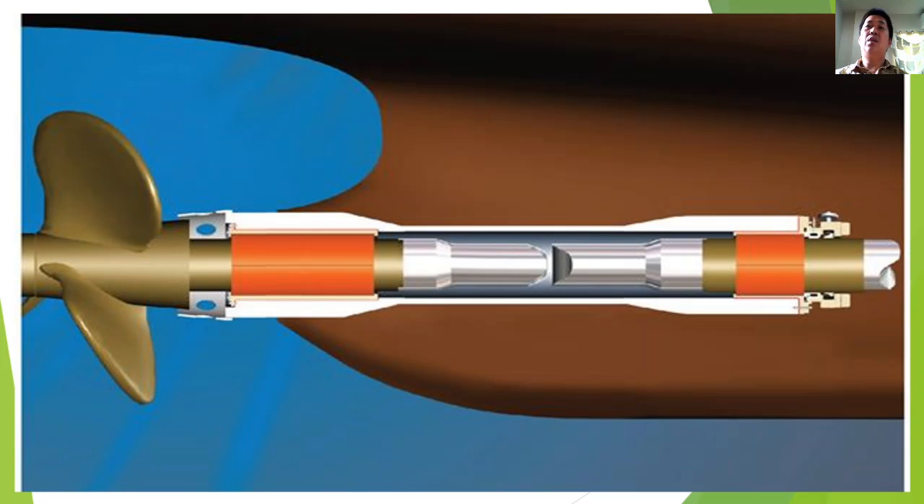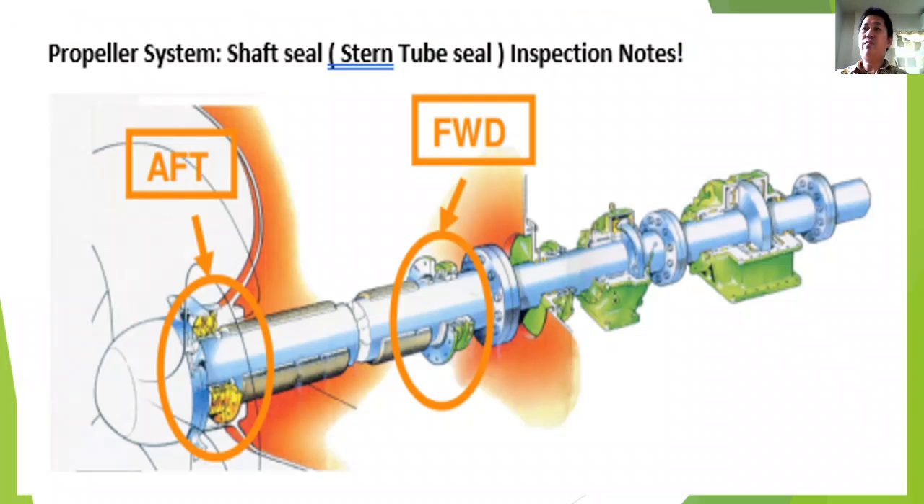So this is a look-alike. This is your propeller and this is your ship. This is your stern tube whole assembly. And this is your propeller shaft, and this is your stern tube bearing. So that is the construction of your propeller and your stern tube. We have also the propeller system, shaft seal, stern tube seal, inspection notes. So we have forward and aft. This is the construction.